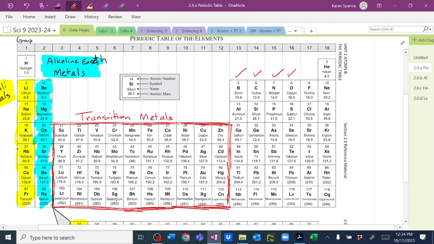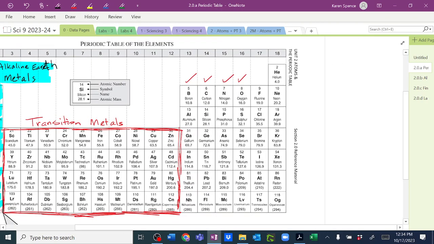If you're really into geeky stuff, the nitrogen group is actually called the pnictogens, spelled with a silent P. How fun is that? And the oxygen group is called the chalcogens, but again, you don't need to know those. I didn't even know them till I started teaching. So you certainly don't need to know them.